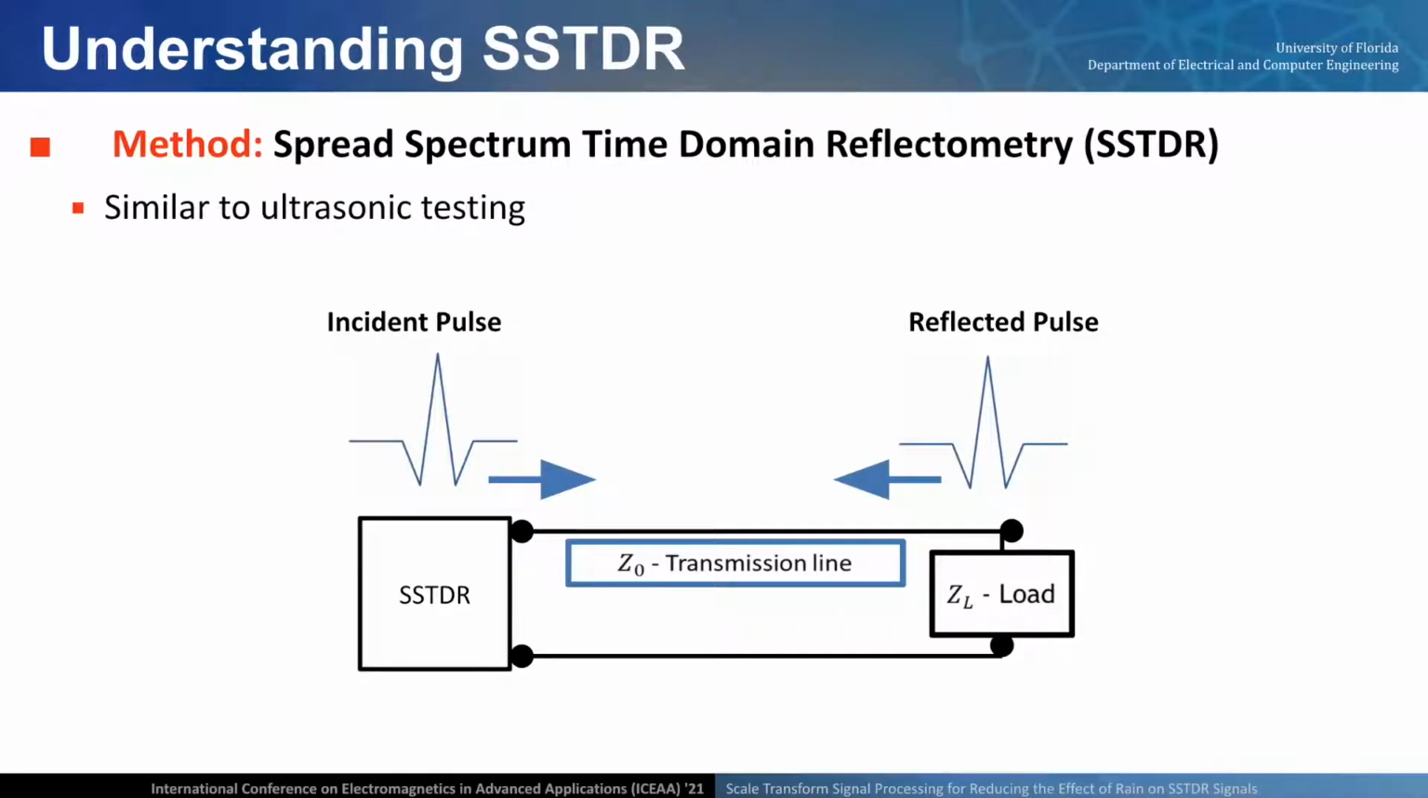In order to detect and locate these faults, we turn to a method called spread spectrum time domain reflectometry, or SSTDR. Now, SSTDR is very similar to ultrasonic testing, where we're going to send a high frequency electrical signal, here the incident pulse, down our transmission line, and we're going to receive reflections whenever we hit any impedance discontinuities.